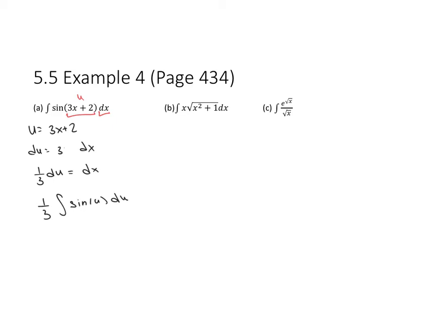So now the du and the 1/3 are together. So here's 1/3 du, and I have 1/3 and du. So now I take the antiderivative. So what gives me the derivative of sine? It's a negative cosine. And the 1/3 just comes to the right of u, plus c. And then we'll plug our u back in. Negative 1/3 cosine of 3x plus 2 plus c.